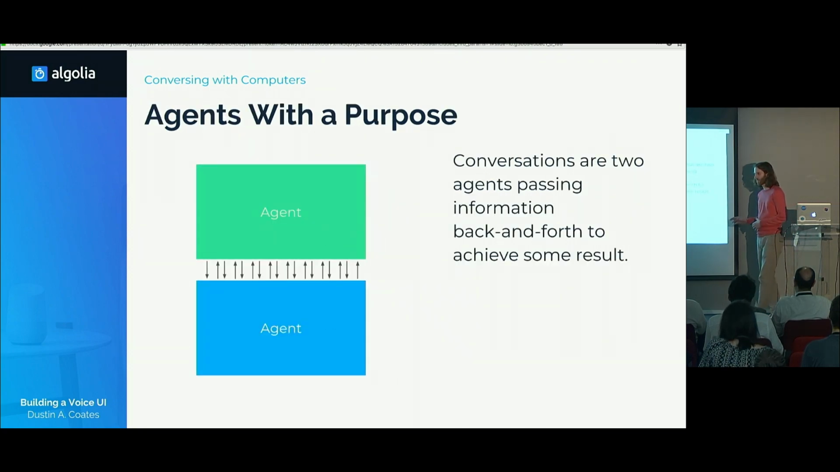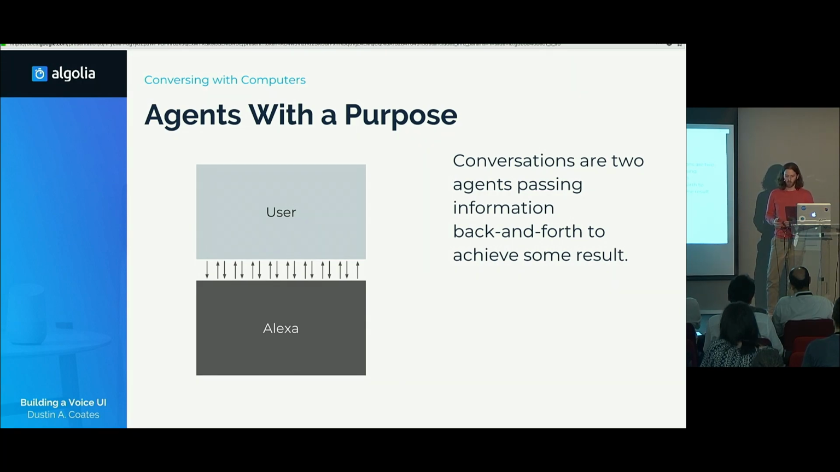Conversations are all about agents with a purpose. It's all about two agents passing information back and forth to achieve something. Now this could be, I'm here, you're selling me a ticket to a movie, that's the purpose. Or it could be, we're just trying to connect with each other, that's the purpose as well. But when it comes down to it, we are passing information back and forth to achieve this goal. This works not just person to person, but also user to computer as well.